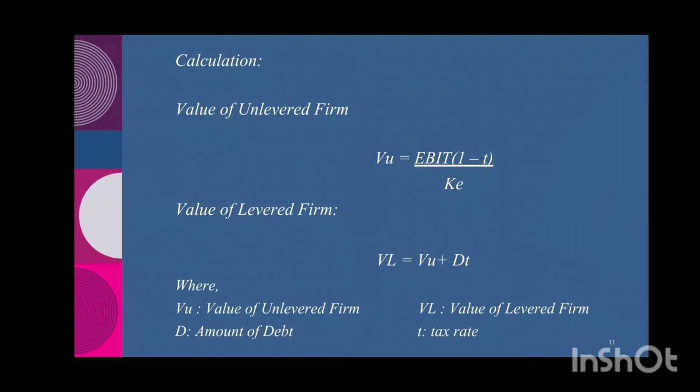There are certain formulas in this approach which can be helpful in calculating value of levered and unlevered firm. Let's discuss how we can calculate it. Value of unlevered firm can be computed by EBIT into 1 minus T divided by equity capitalization rate, while value of levered firm can be calculated by adding tax into amount of debt to the value of unlevered firm.